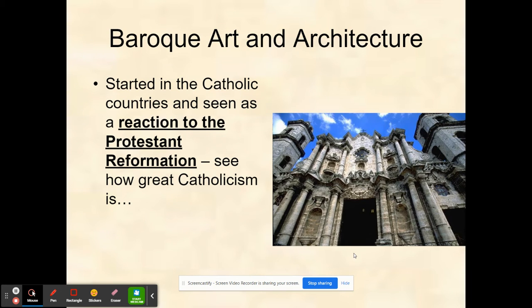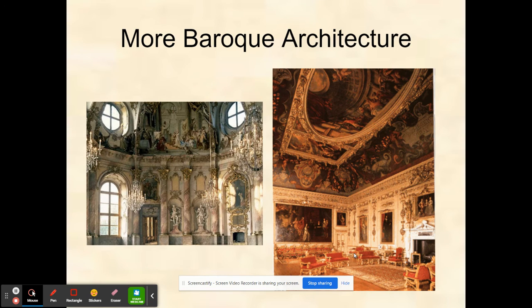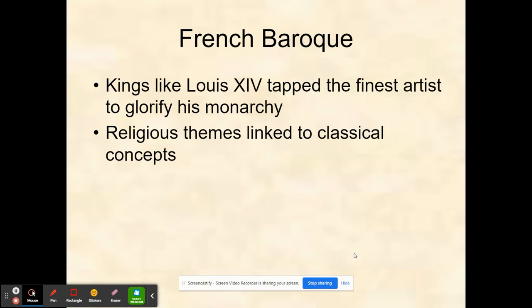So, like we said, this is a reaction to the Reformation. This is the Catholic way of pulling people back into the church, as Lutherans, Protestants, Puritans, Methodists, they're coming later, all of them start purifying the church and taking out the art and the statues, especially in the case of the Puritans. This was their way of bringing them back. And this is Baroque.